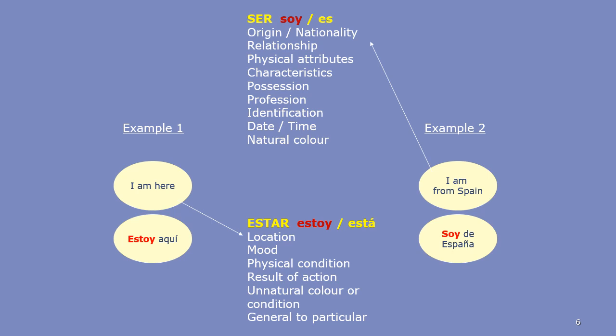We have two examples here of when to use the verbs ser or estar. Example 1. I am here. Estoy aquí. I am here is a location, so we use the verb estar. And I am from estar is estoy. Estoy aquí. Example 2. I am from Spain. Soy de España. I am from Spain is origin, nationality, so we use the verb ser. And I am from ser is soy. Soy de España.